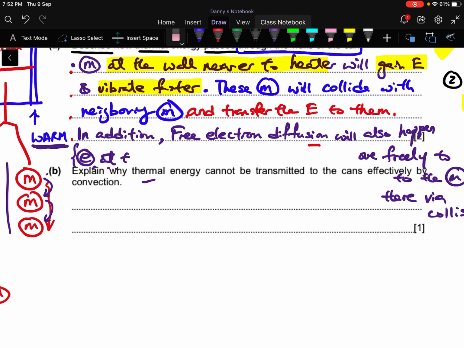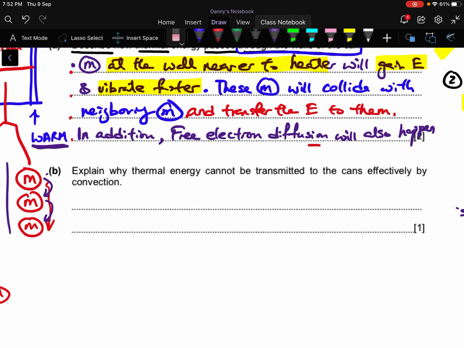Okay, let's move on to part B, a bit messy, so I'm going to delete some of this. So this part B, I'm actually quite surprised that many of you find it very challenging.